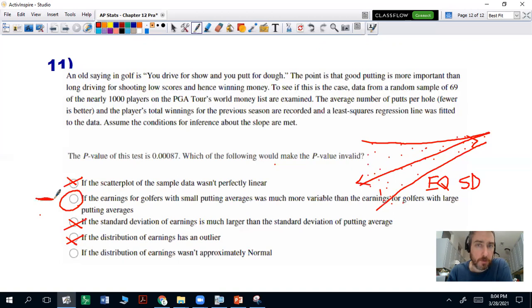So it's really going to be this one here. The earnings for the golfers with small putting averages was more variable than the earnings with large putting averages. That's going to be the one. Hopefully that made some sense. I know this stuff's kind of tricky, especially when you don't have a lot of time to practice with it, but thank you for watching.